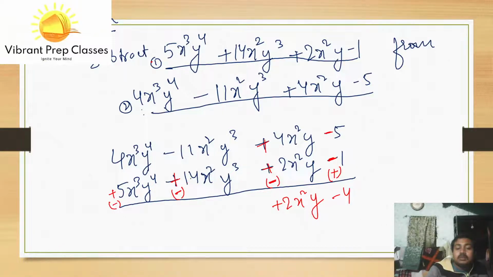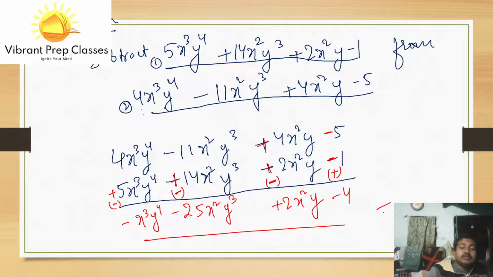minus 11 and minus 14. So we get minus 25x square y cube, and plus 4 and minus 5 we get minus x cube y4. So it's very easy. You need to write the second and then the first term, and then just change the sign of the first term. If there is minus, you need to change to plus. If there is plus, you need to change to minus. That's how you can change the signs, and you can simply add them after changing signs.